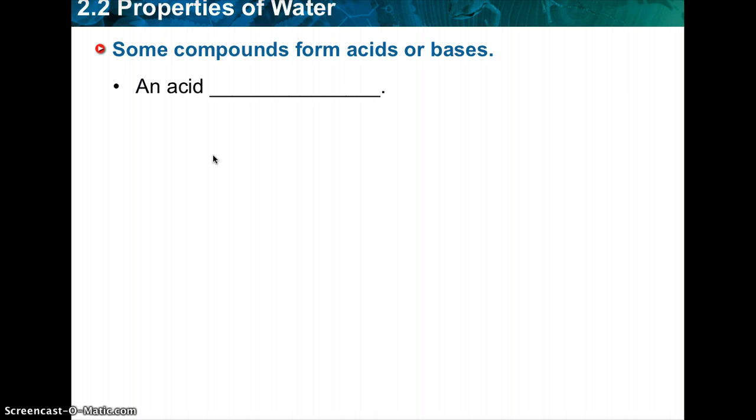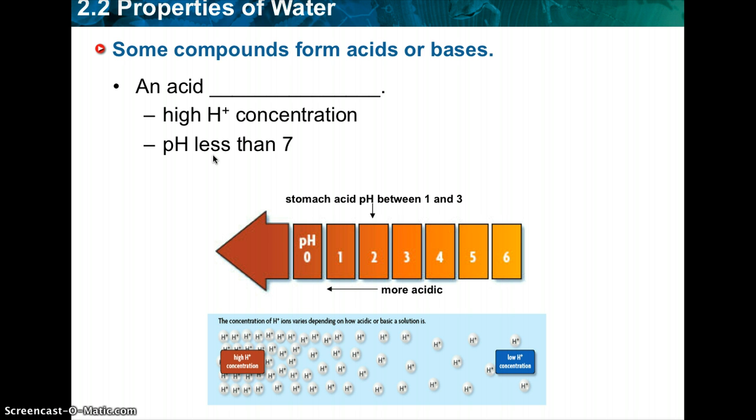So an acid releases a hydrogen ion when it dissolves in water. There's a high hydrogen ion concentration. Then there is a pH less than 7. So the more hydrogen, the lower the pH. So typically, looking at this picture, your stomach acid is around a 2. And the lower you go on the pH scale, which ranges from 0 up to 14, the lower numbers are more acidic. And as you can see down here towards the bottom, the concentration of hydrogen ions varies depending on how acidic or basic a solution is.